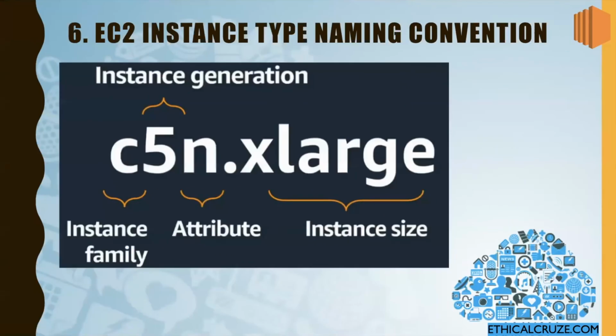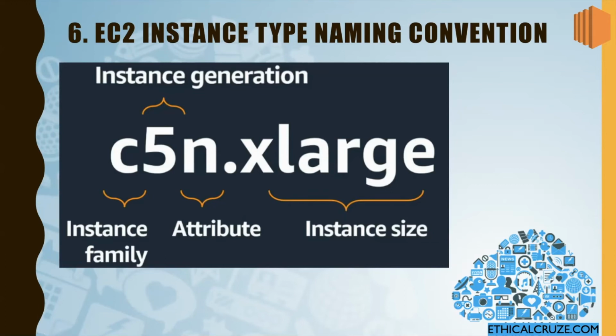Next we have the EC2 instance type naming convention. If you notice, whenever we have an EC2 instance, we have a nomenclature in this manner. The first letter represents your instance family. If you have a compute one, then it has C, and if you have something other than that, whatever the first letter is, it represents your instance family.